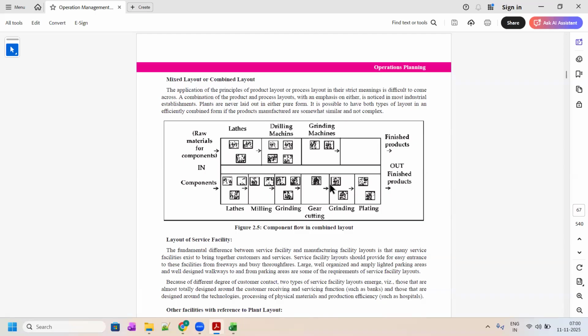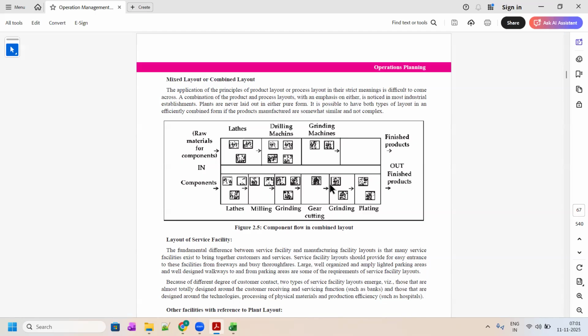So in the case of combination layout or mixed layout, whatever the layout models we have discussed, either process layout or product layout or fixed position layout, we mix some models depending upon our objective, and that setup is called a combination layout. It is used when the product and operations are varied and not easily handled by one layout type.